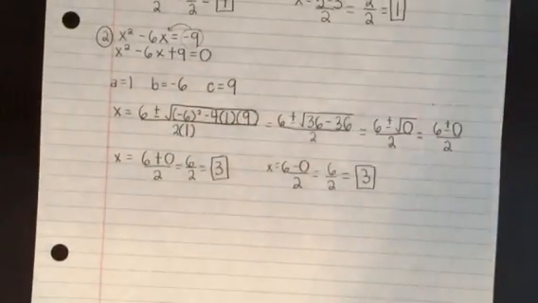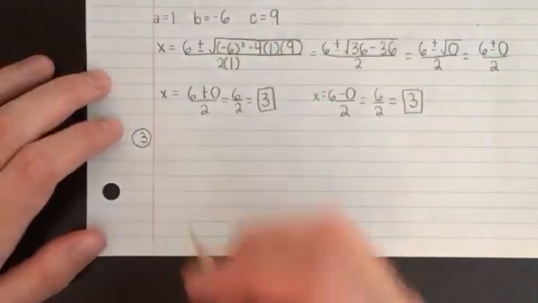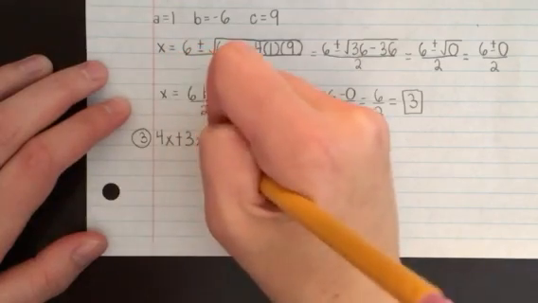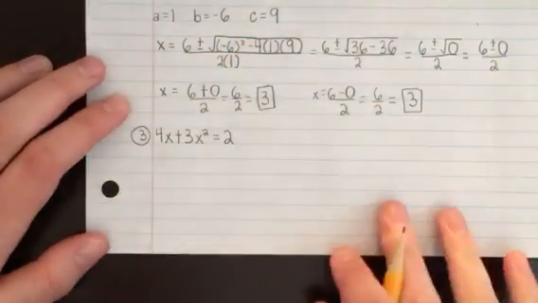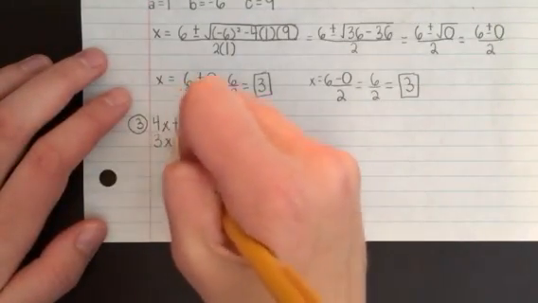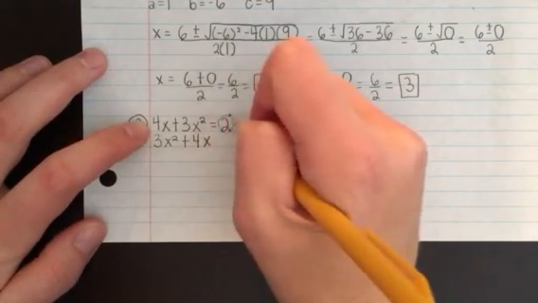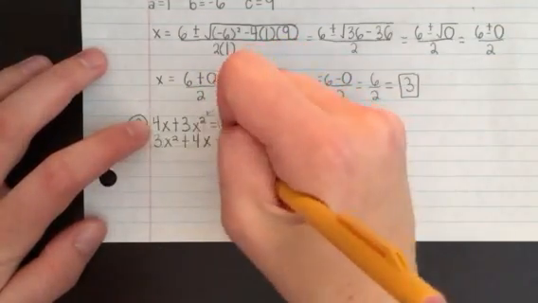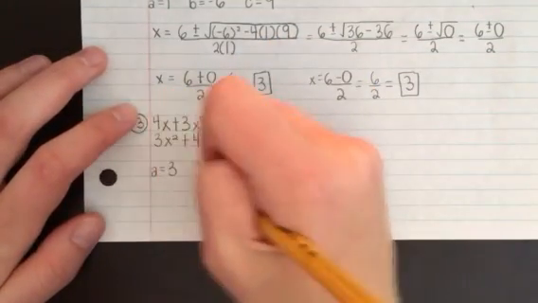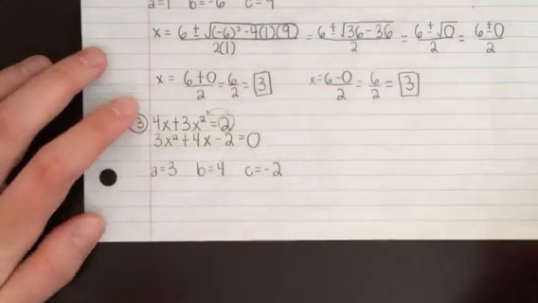Yes, I do have one more. Number 3. Okay, 4x plus 3x squared equals 2. When I go to put this in standard form, I say, okay, the 3x squared's got to go first, the 4x has to go second, and that 2's got to move over the equal sign, so it's going to become minus 2, where a is 3, b is 4, and c is negative 2.